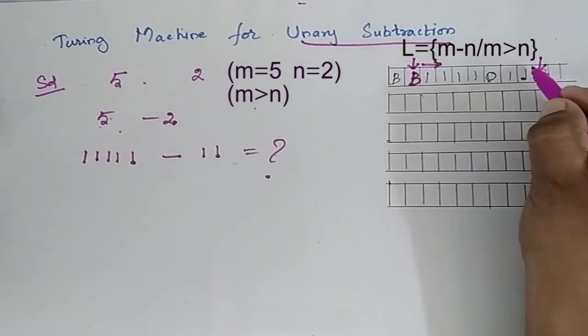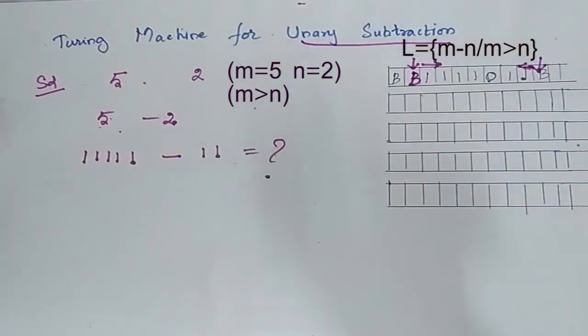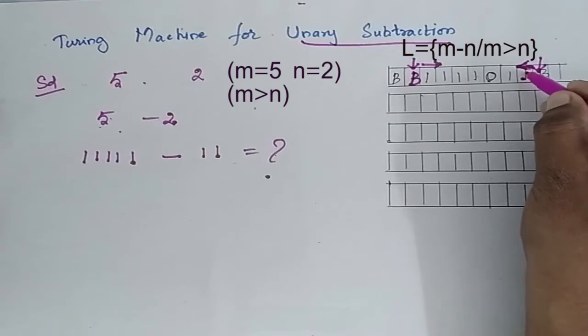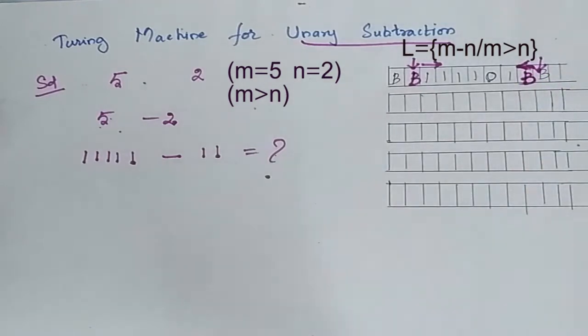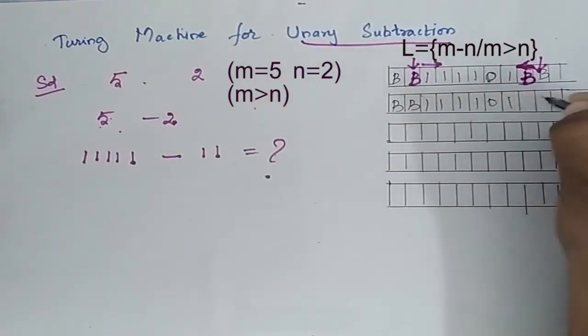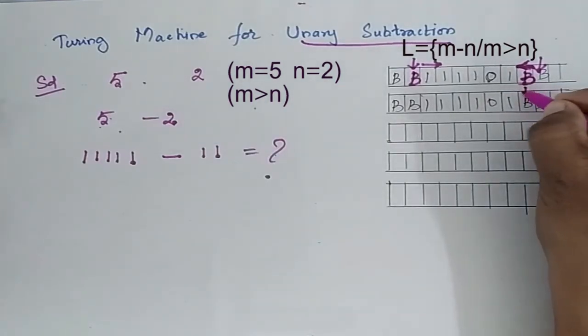Once it encounters a blank space, it starts moving left. Now when it starts moving left and encounters a 1, this 1 is replaced by blank. So my tape will look like this. I'll have a series like this with a tape header here.